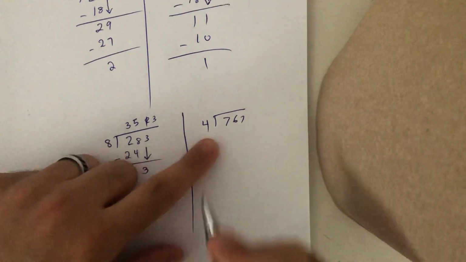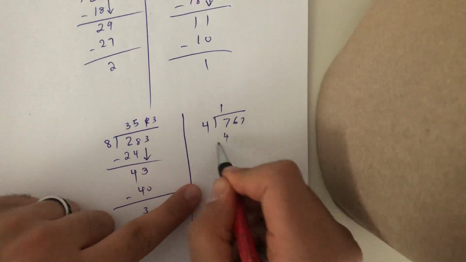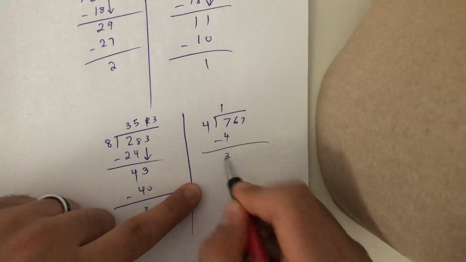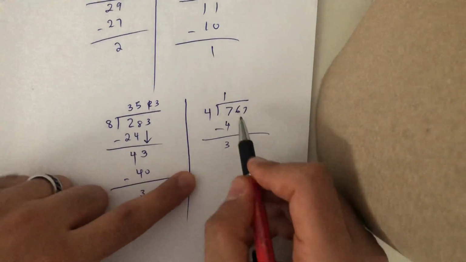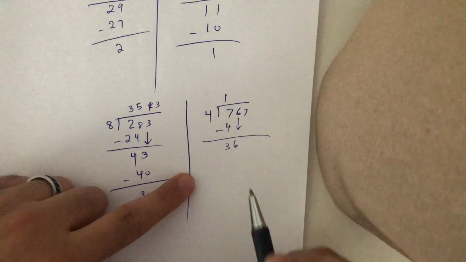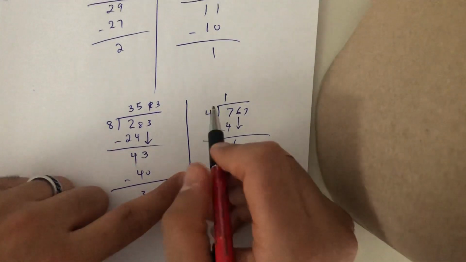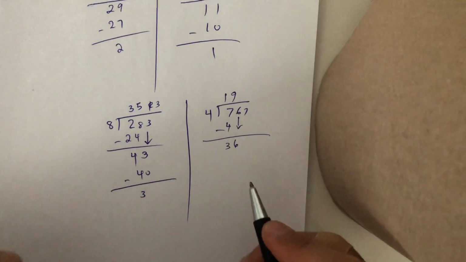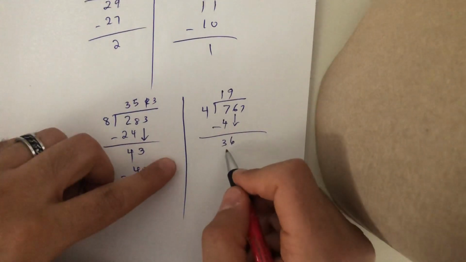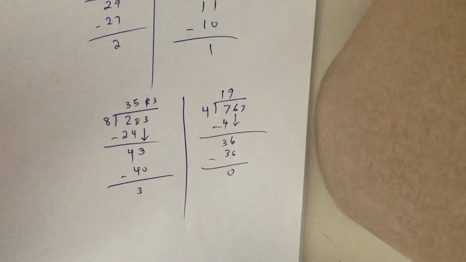How many times can 4 go into 7? It could go into it once. 1 times 4 equals 4. 7 minus 4 equals 3. How many times can 4 go into 3? That cannot happen, so I must bring down the 6. How many times can 4 go into 46? It could go into it 9 times. What is 9 times 4 equal to? It is equal to 36. 36 minus 36 equals 0.